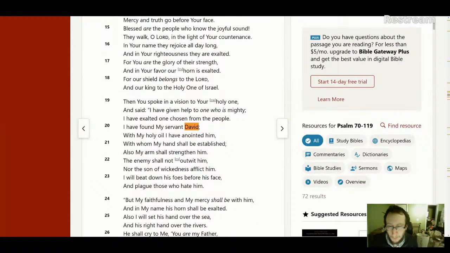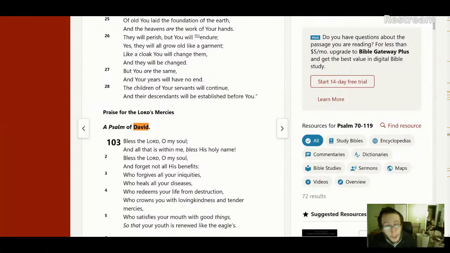But there is one in the Dead Sea Scrolls and that is Psalm 151. So let me share the screen for that.